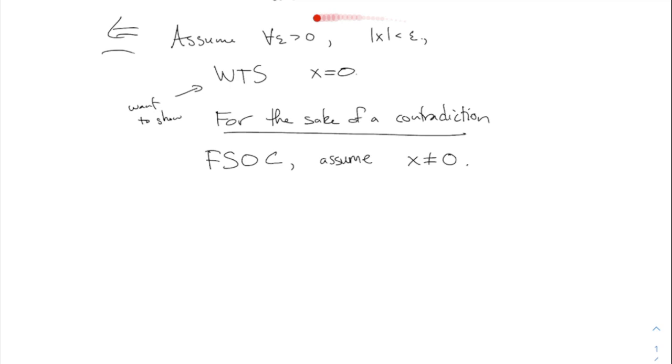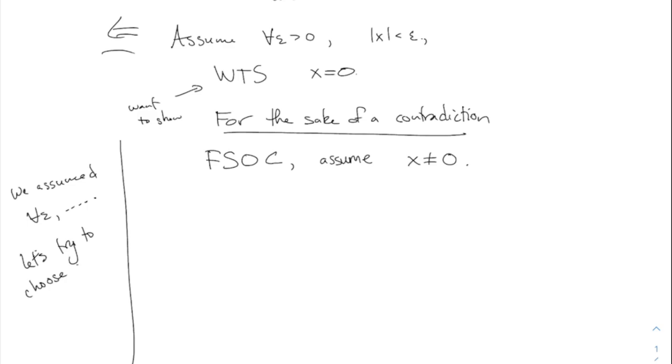Now, since we assumed a for all, maybe I'll put a little sidebar strategy here. We assumed for all epsilon, blah, blah, blah. We assumed some stuff. The way to use that assumption is usually to choose a specific value for epsilon, because our assumption is that you can do this for any number epsilon. And I'm going to actually choose a particular value for epsilon and somehow try to get a contradiction. We assume this, so let's try to choose some particular value for epsilon and hopefully derive some kind of contradiction.